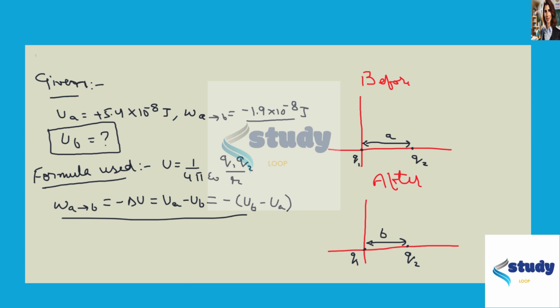It says that the work done from A to B is minus the change in potential energy of the system, which is equal to minus (U final minus U initial), so minus (UB minus UA). UA is the potential energy of the system when Q1 and Q2 are at distance A, and UB is the potential energy of the system when Q1 and Q2 are at distance B. So we can use this formula and these values to find UB.